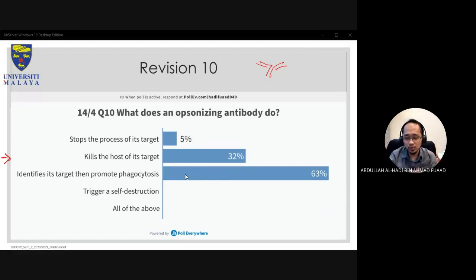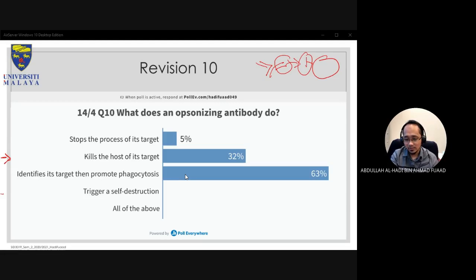This antibody binds to something, so it doesn't directly kill the host, meaning that it doesn't do anything to the host originally. But if there is a target like that, and this target has a complementary sequence to the antibody, the antibody first will bind to that particular receptor or protein or whatever on the surface of the target, and then it will promote the target to actually kill itself. So the most accurate answer is actually kills the host of its target.